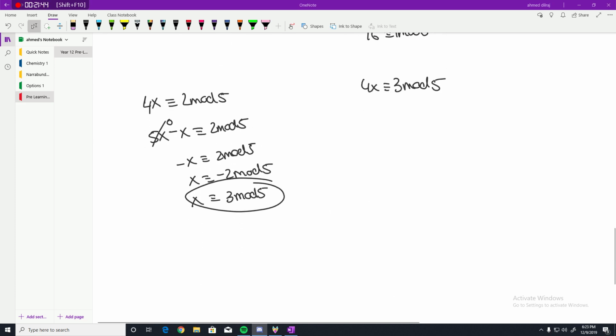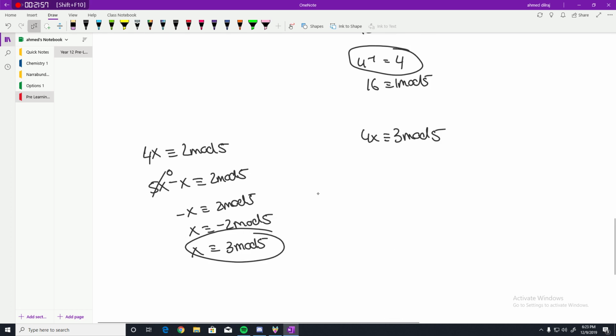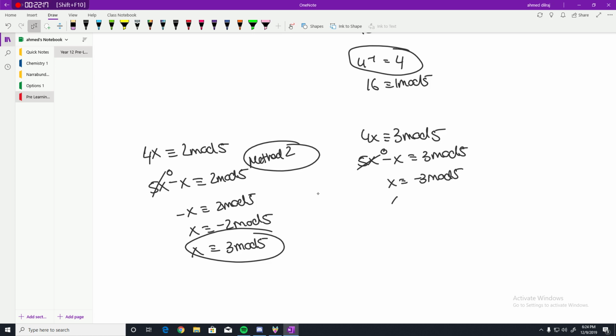Cool. Good. So, again, there are 2 methods to do it. The first method was the one I showed up here, finding 4 inverse. That's method 1. And then the second method was the other one. It doesn't matter which method you use, you'll get the same answer. So let's just use method 2 because it's easier. 5x minus x is congruent to 3 mod 5. That's 0 in mod 5. We get x is congruent to minus 3 mod 5. And so we add 5. We get x is congruent to 2 mod 5, right?